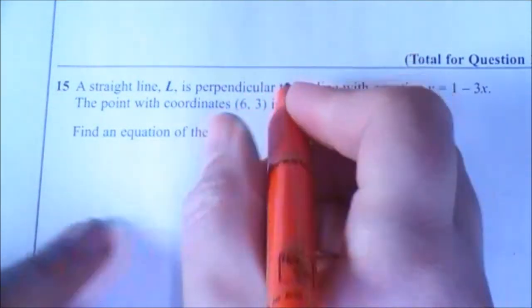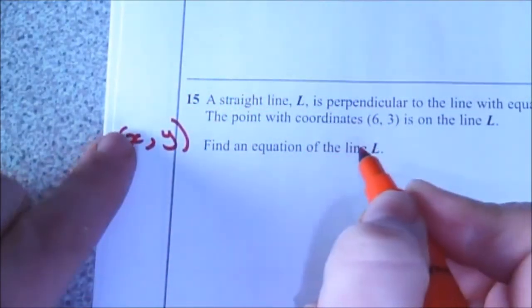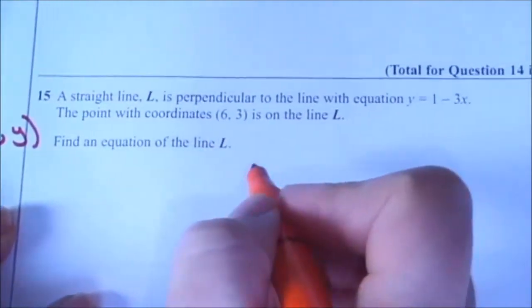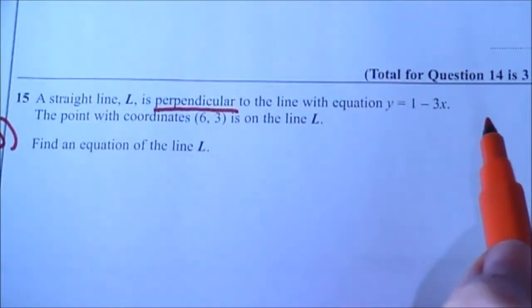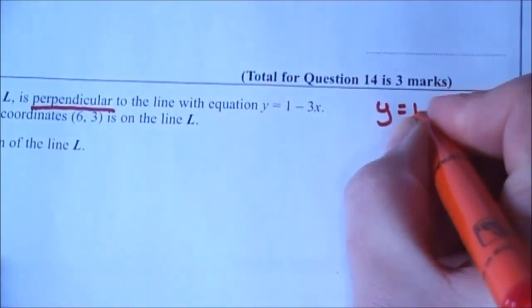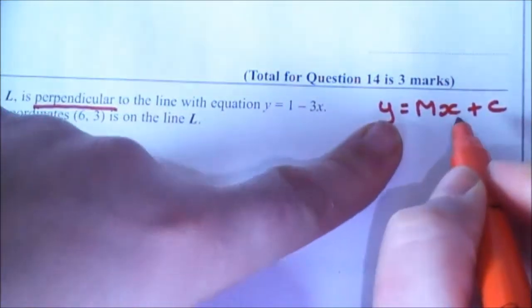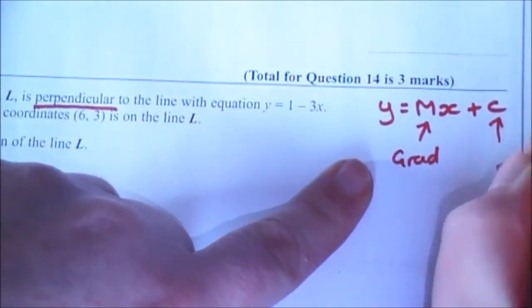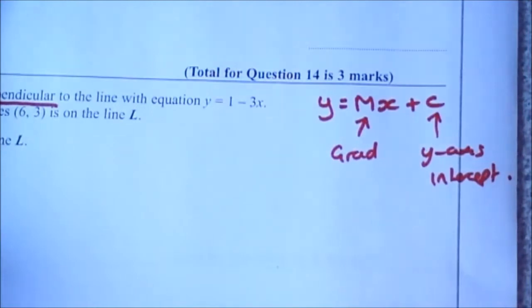Well, first thing I'm going to remind myself is that coordinates are always written as an x value, comma, y value. I'm also going to remind myself that we're dealing with straight lines here, and the fact they've mentioned perpendicular, or it might be parallel, either way, should make you think about the equation of a straight line, which is y equals mx plus c, where y and x are the y and x axes, m is the gradient, and c is the y-axis intercept.